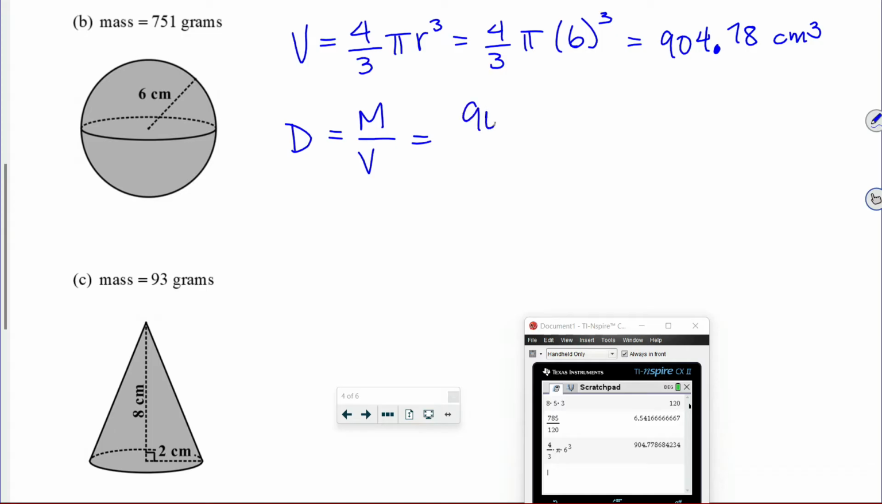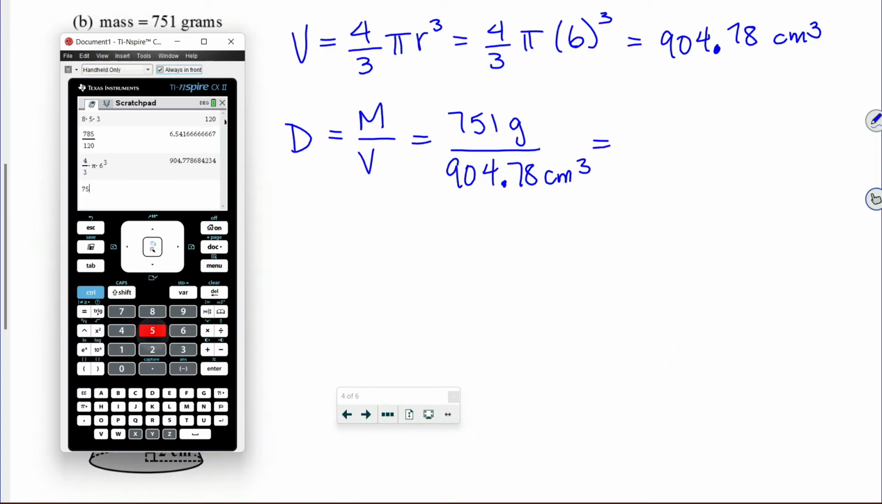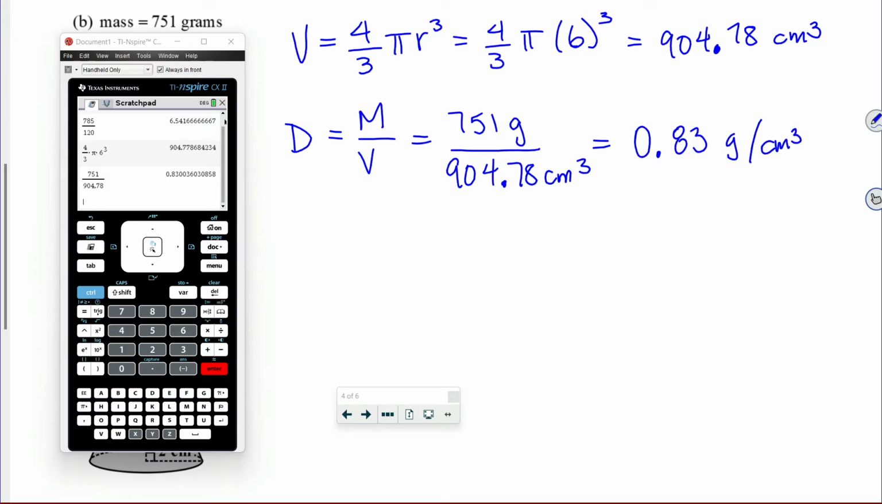And now my density is just going to be my mass divided by my volume. So that's going to be 751 grams divided by 904.78 cubic centimeters. And let's see what that's equal to the nearest hundredth. We've got 751 divided by 904.78, and that's going to give us 0.83 grams per cubic centimeter.